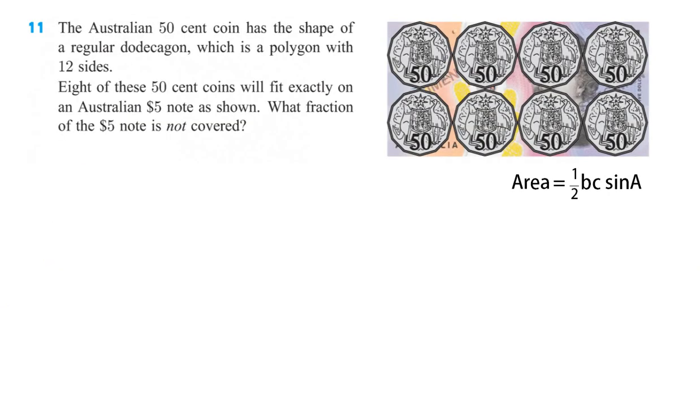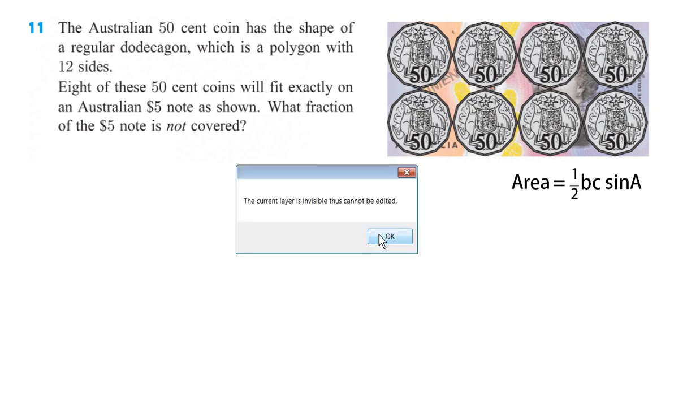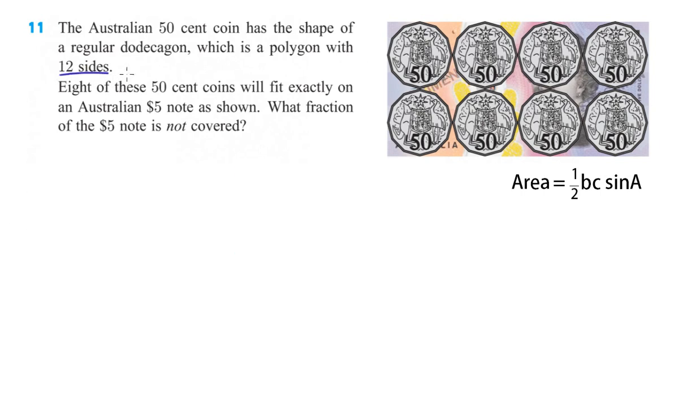Okay, let's take a look at number 11. Australian 50-cent coin has the shape of a regular dodecagon, which is a polygon with 12 sides. Oops. 12-sided polygon. Each of those 50-cent coins will fit exactly on an Australian $5 note as shown. What fraction of the $5 note is not covered?